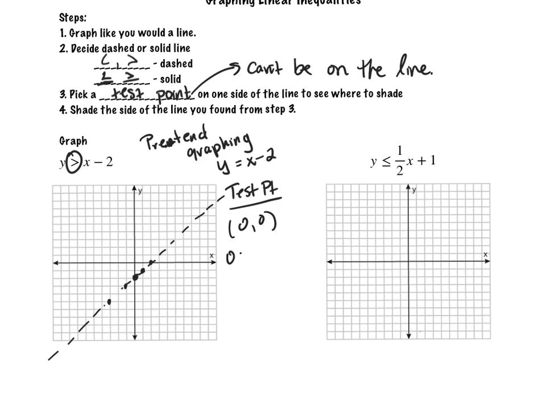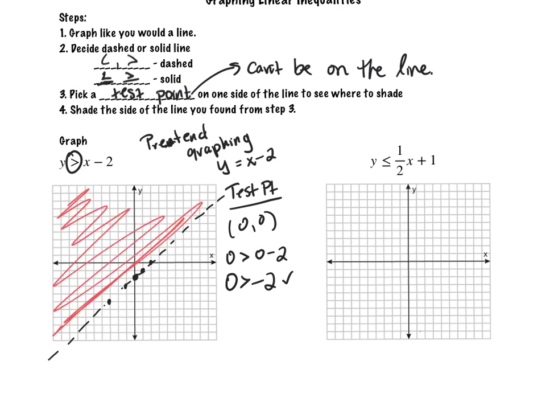So say, is 0 greater than 0 minus 2? So what is 0 minus 2? Negative 2. So is 0 greater than negative 2? Yes. So I'm going to shade where 0, 0 was. So I'm going to shade above the line. And there's my final graph.